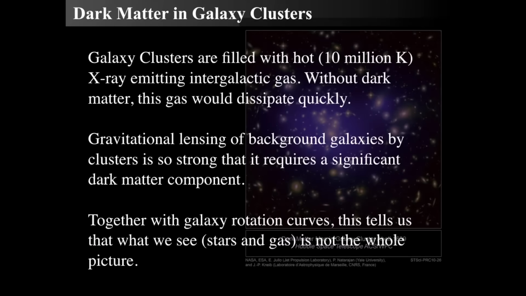Okay, so we do know, however, that there's an enormous amount of X-ray emitting gas in galaxy clusters, and in fact, this gas is so hot and moving so quickly that without dark matter, the gas would dissipate extraordinarily quickly. We can also see the evidence for dark matter because of gravitational lensing of background galaxies by the clusters. So this, with galaxy rotation curves, means there's a huge amount that we do not see.